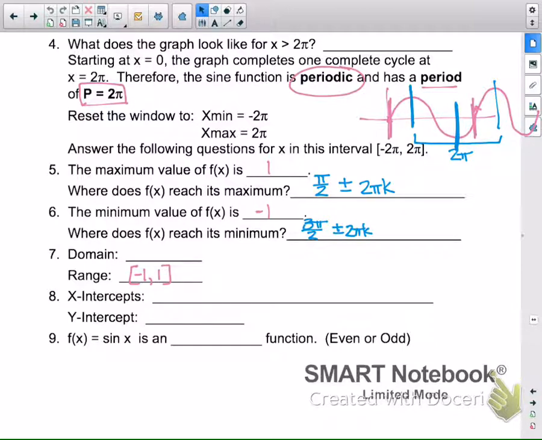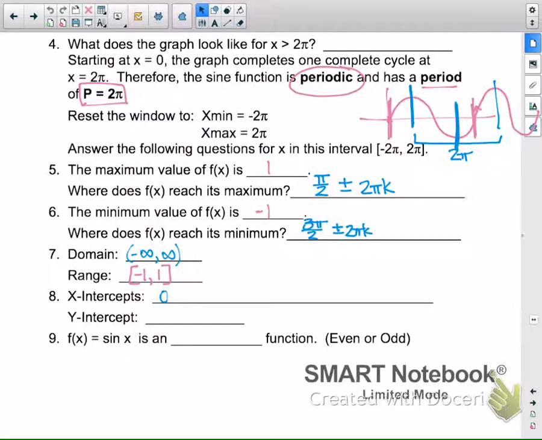Okay? Domain for this is very easy. I've skipped that. How far does it go to the left and to the right? Forever. Negative infinity to infinity, or all real numbers. X-intercepts, we're going to write the same way we write where the maximum and minimums occur. Where is one x-intercept on this graph? 0. Now, before you answer this question, think a minute.